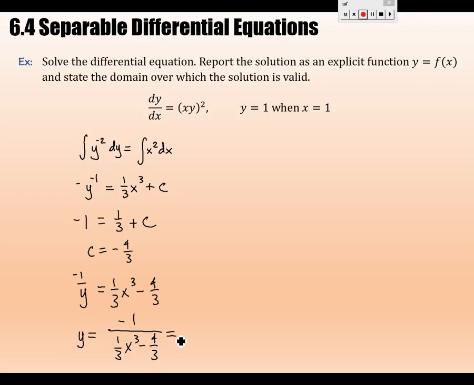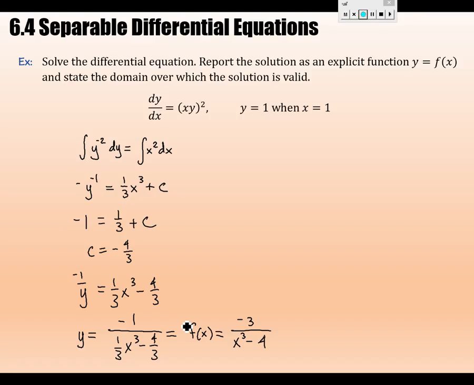You might even write that as... Do you have an irresistible urge to multiply by 3 over 3? I don't know. No? Does that look good? There's one more task that was asked of us, though.